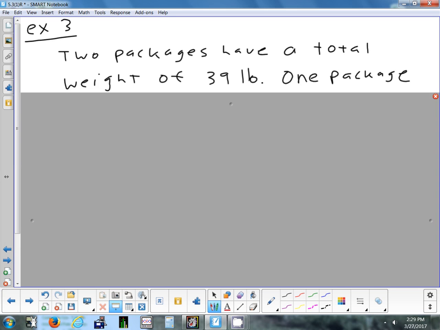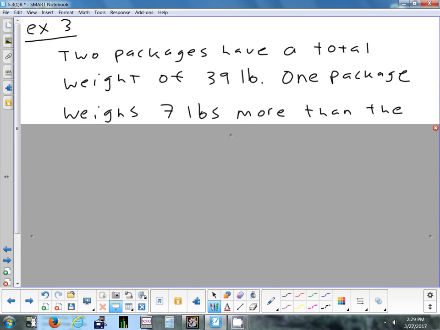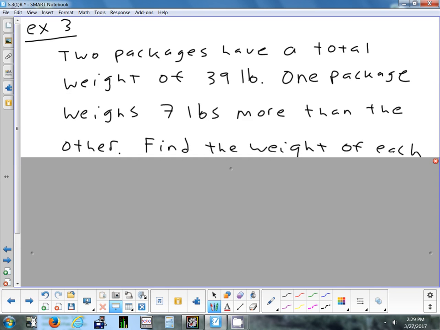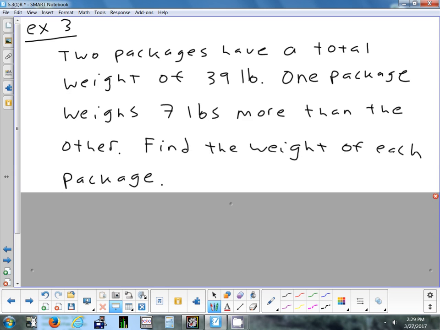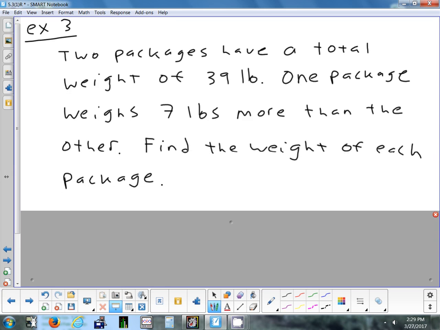We need to pick names for those. Okay, so we'll have to figure that out in a second. We could pick variables x and y. We could pick whatever we want. The second thing they tell us is 1 package is 7 pounds heavier than the other. They want to know how much each package weighs. Okay, so the 2 packages weigh 39 pounds. 1 is 7 pounds more than the other. Find the weight of each package. On this problem, there'd be 4 things I'm going to grade: equation 1, equation 2, and then the weight of package 1 and the weight of package 2.